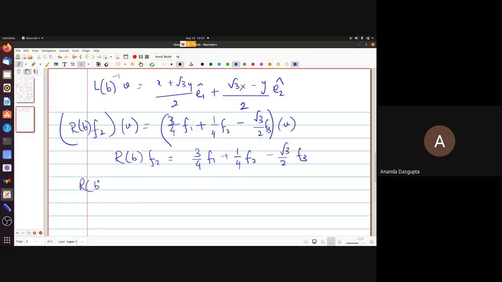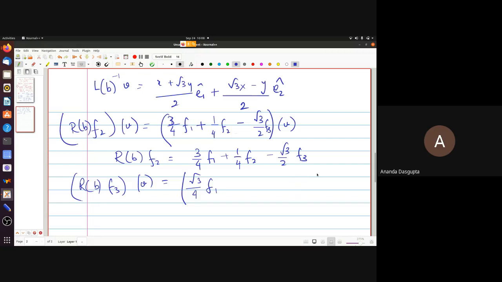And RB F3 V. That's again slightly trickier. You have to remember what it does is takes the two components and multiplies them together. So it's going to multiply this one with this one. And so you're going to be left with, hopefully I'm doing this right, root 3 by 4 F1. Ultimately this is going to act on V.